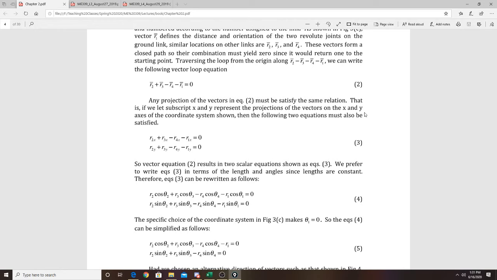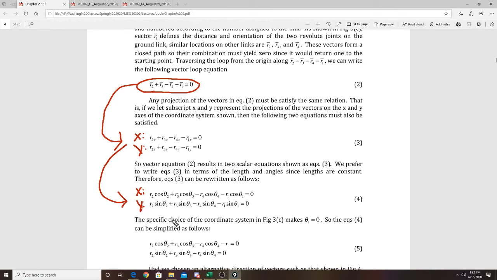Then it says, any projections of the vectors in equation 2 must satisfy the same relation. That is, if we let subscripts x and y represent the two projections of the vectors on the x and y axes of the coordinate system shown, then the following equations must be satisfied. What they are doing here is giving your x and y equations. So let me write that. This is your x version and your y version of that same vector loop. You take this vector loop and make x and y versions of it. So it should go r2x plus r3x minus r4x minus r1x, because that is simply how this went: r2, r3, r4, r1. And you just put y subscripts attached to them. The reason you do that is because from there, you make the scalar equations, which are the ones we talked about earlier with cosine and sine.